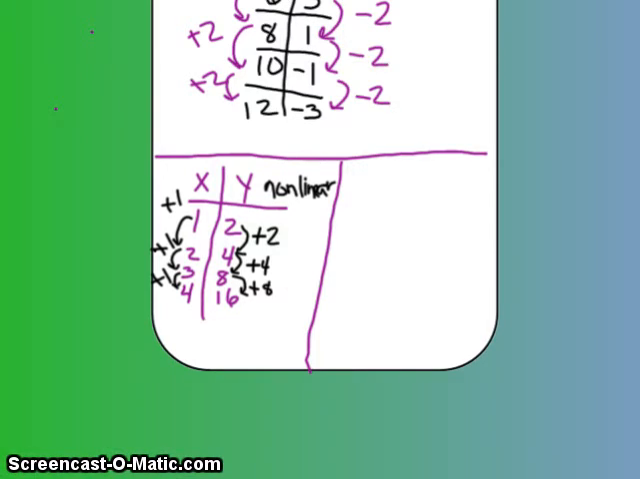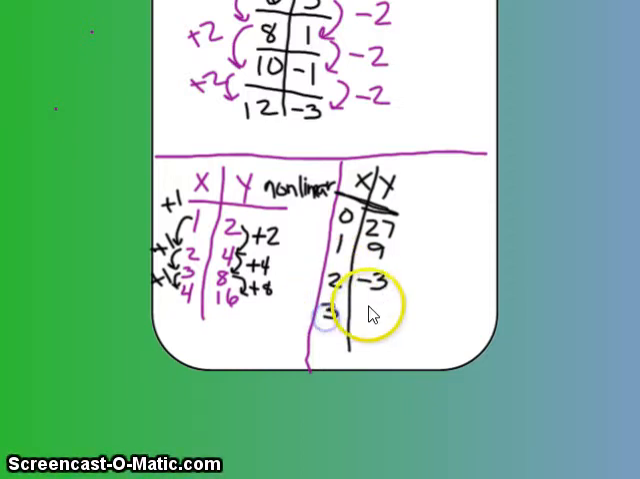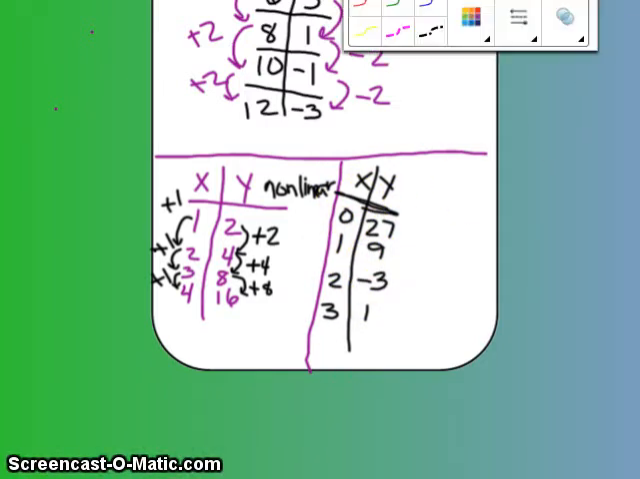Alright, we go to our last example. Our last example, we have a t table, x, y. My lines are very crooked today, I apologize. Alright, so for our x's we have 0, 27, 1, 9, 2, -3, and 3, 1. So on the x's, every time we're adding 1. So to go from 1 to 2 is add 1, 2 to 3, add 1.